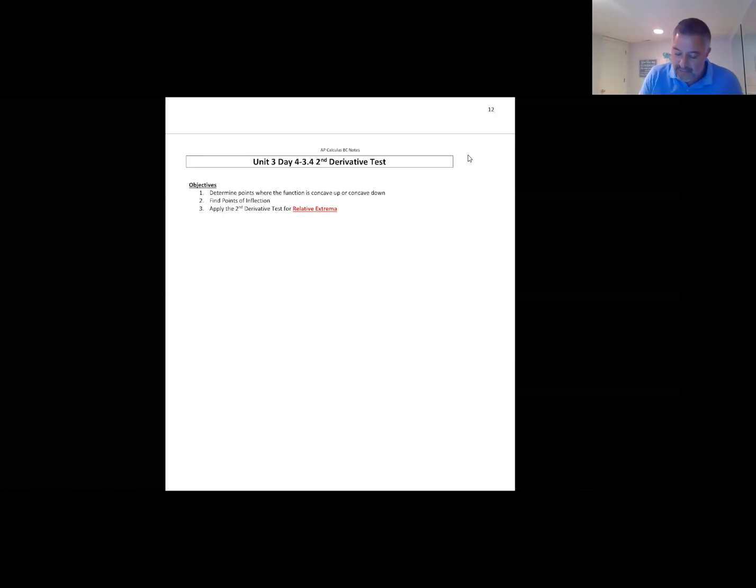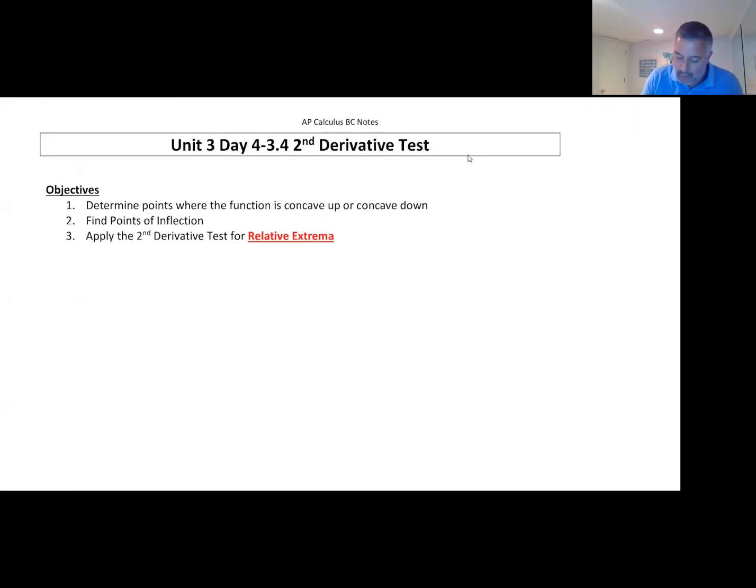So we are in Unit 3, Day 4, and we are going to learn about, among other things, the second derivative test. So we'll start with concave up and concave down. We'll discuss points of inflection, and then we're going to use the second derivative test to find relative extrema.